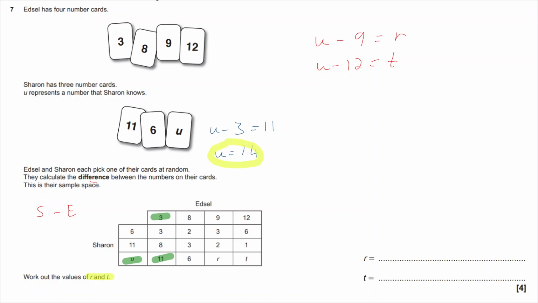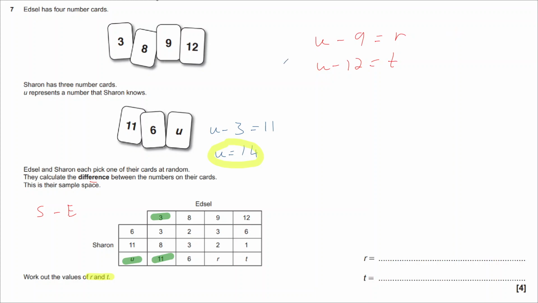So with the first one, we've got U is now 14. I'm just trying to think where to write it so it doesn't look confusing. I'm going to write it up here: 14 take away 9 gives you R.